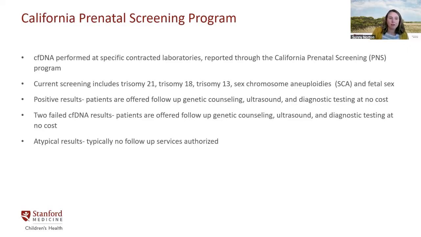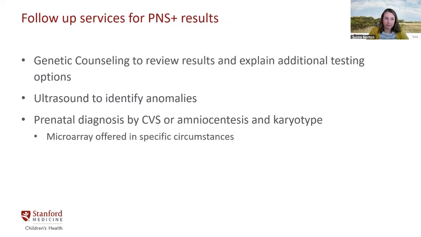And there's other kinds of results that patients can get that we might still offer follow-up for. With 2 failed results in a row, they might still be eligible for follow-up services. Specifically, services would include genetic counseling to review the results, ultrasounds, and prenatal diagnosis by CVS or amniocentesis.